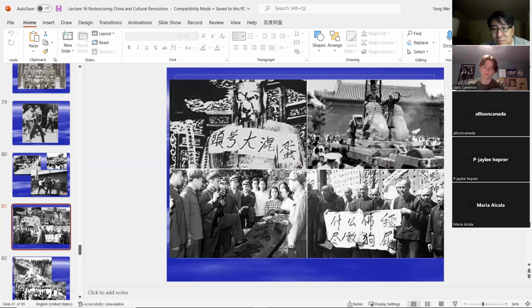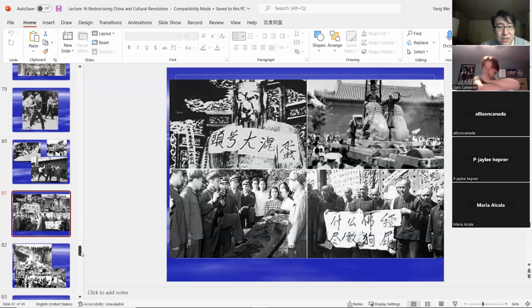And then they also criticized Buddhism. These Red Guards forced Buddhist monks to come out from their monastery and hold up a very insulting sign to self-criticize. The sign says "什么佛经净放狗屁," which reads, your Buddhist sutra is nothing but dog farts. This is basically an insult to all religions, because all religions are considered the people's opium, right? That's the communist understanding.